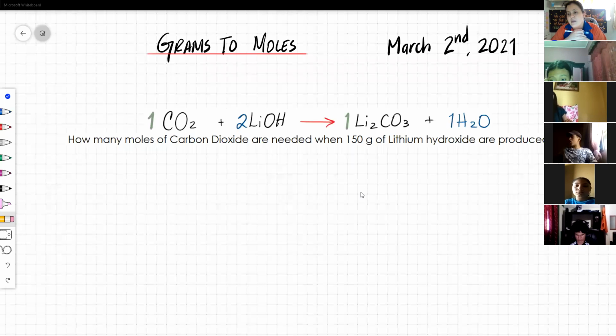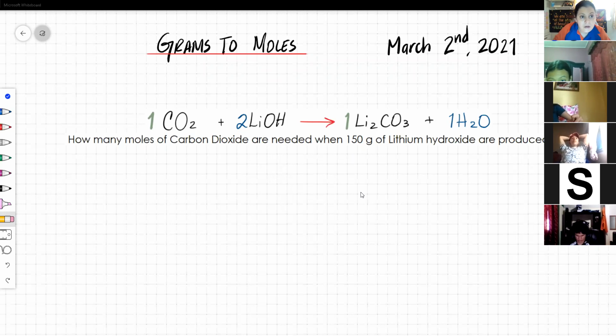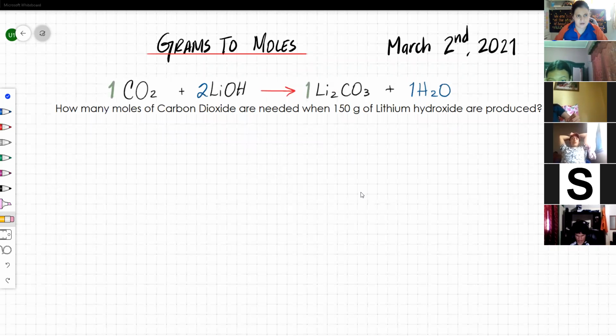So in the case that we need to do conversions from grams to moles, how is this going to work? So we're going to work with the same equation that I've been working since last class. Okay, it is the same equation. Now take a look. The equation, remember, that's always the first place. The first step, you have to check that it's balanced. If the equation is balanced, you can continue with the steps.